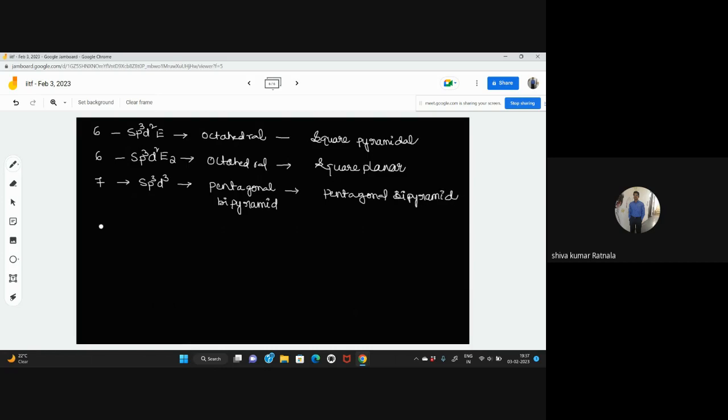Last one we don't have in the advanced syllabus, but earlier it was there, now it was removed. With one lone pair, pentagonal bipyramid only. This one, sp3d3. Only these two. Okay, sir. And shape will be distorted octahedral.